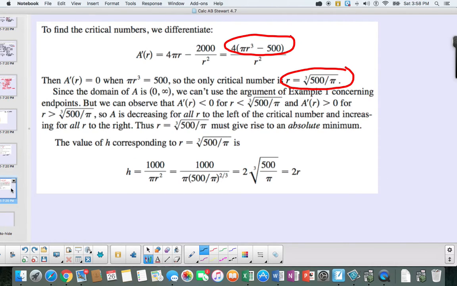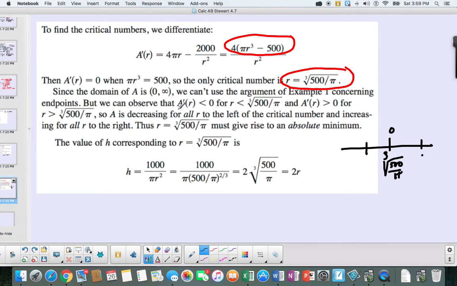Okay, next step is to actually take the derivative, and this is 4 pi r minus 2,000 r squared, and we want to get a common denominator, and it's the numerator that's going to make the derivative 0, and when that happens, r is equal to this. I want to use the first derivative test, and I know this is the critical point, cube root of 500 over pi, and I want to test a point before and I want to test a point after.